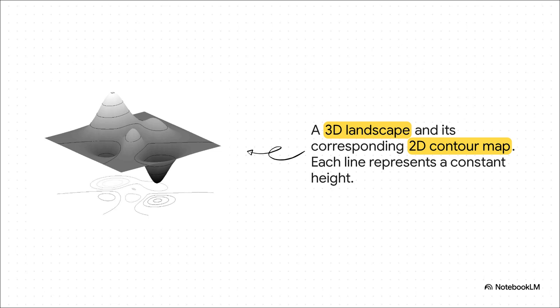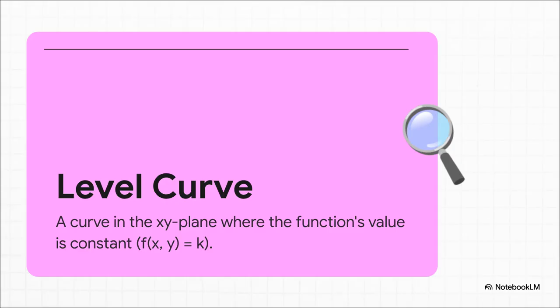Every single line on that flat map connects points that are at the exact same elevation. Where the lines are all bunched up, the mountain is super steep. Where they're spread out, it's a nice, gentle slope. Now, in math, we have a fancy name for these lines. We call them level curves.